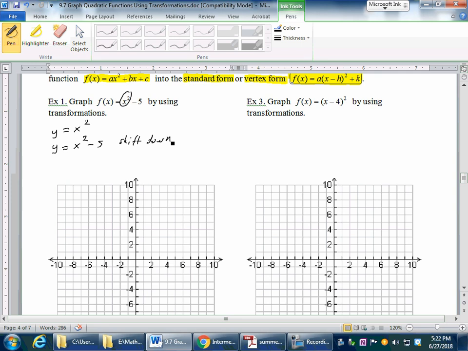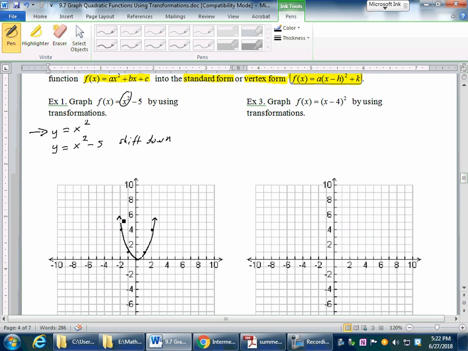So let's quickly draw a parent's graph, and then we're going to do the transformations. Okay, so if x is 0, I'm going to be plugging into my parent's graph. When x is 0, 0 squared is 0, 1 squared is 1, negative 1 squared is 1, 2 squared is 4, negative 2 squared is also 4. So that is my parabola of the parent's graph.